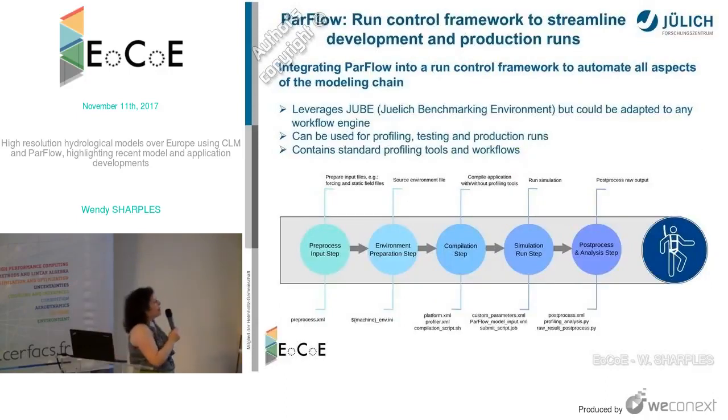And the other thing we did to ease the burden of development, to streamline development and also aid production runs, is we integrated ParFlow into a run control framework to automate all aspects of the modelling chain, from pre-processing, the environment preparation step, compilation, the simulation run step, and the post-processing and analysis step. This run control framework leverages Jube, which I think you have all heard of, but could be adapted to any workflow engine. It can also be used for profiling, testing, as well as production runs, and it contains the standard profiling tools and workflows that people use on HPC systems.